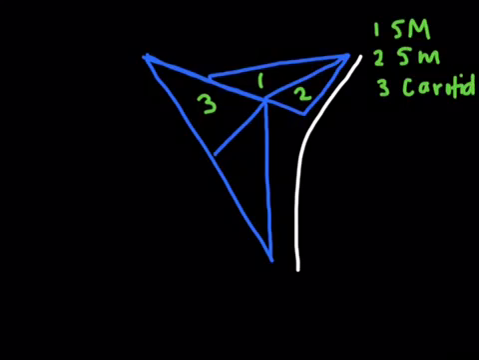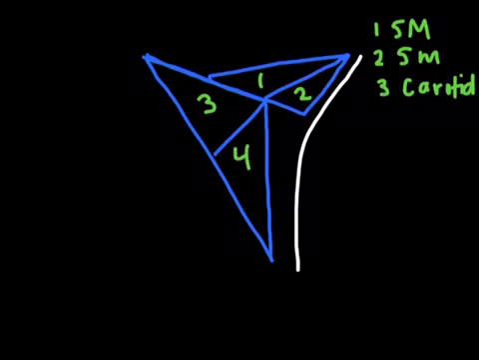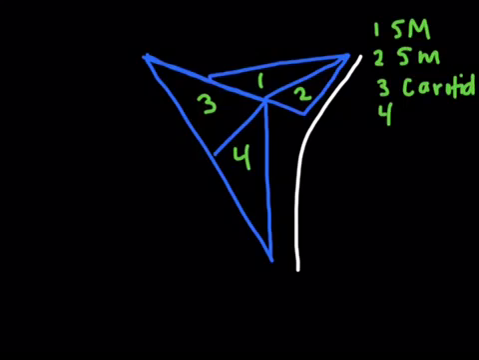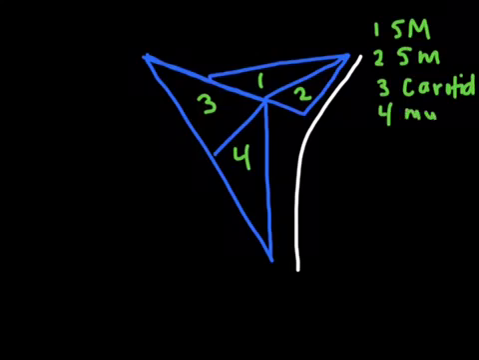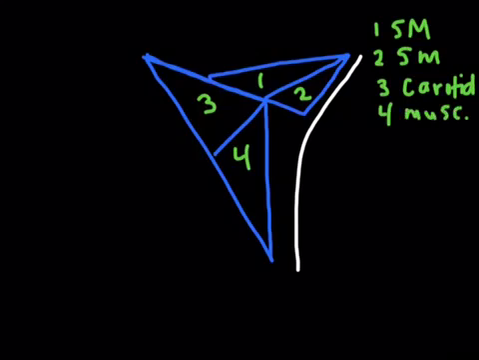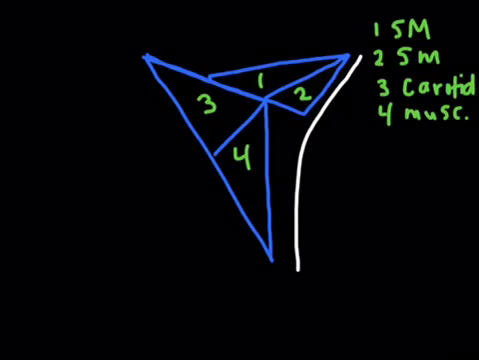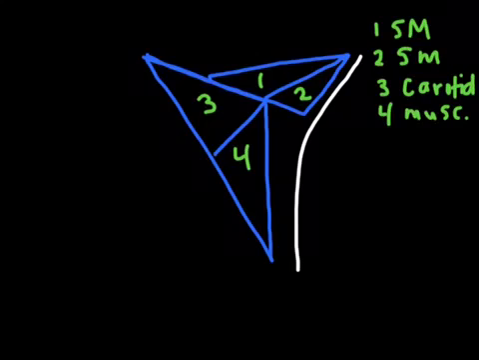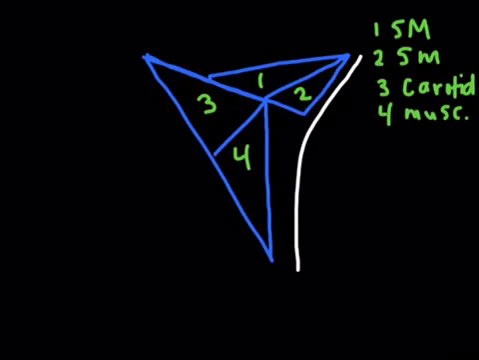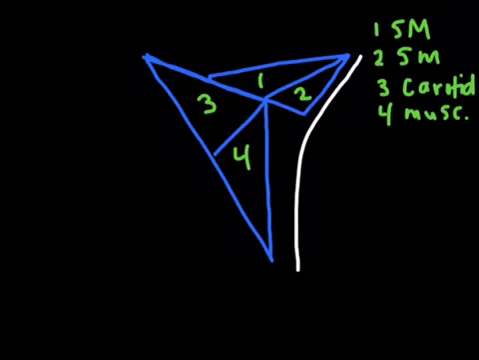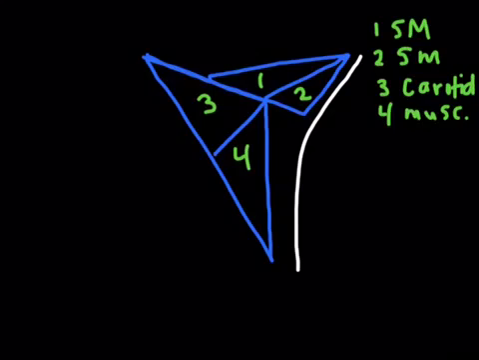And then your fourth triangle that we've drawn right here is going to be the muscular triangle. And the muscular triangle is going to house both your sternohyoid and sternothyroid muscles, and then also have the viscera of the neck, so your thyroid and parathyroid glands, your larynx, and your trachea.